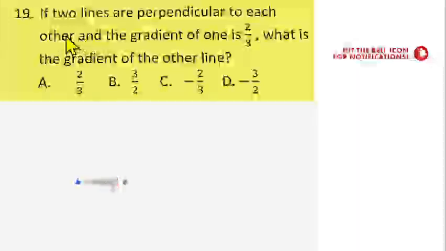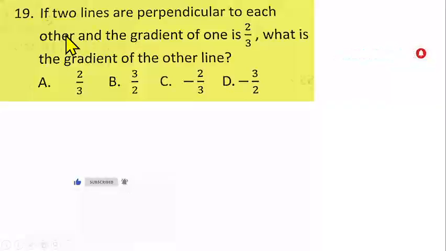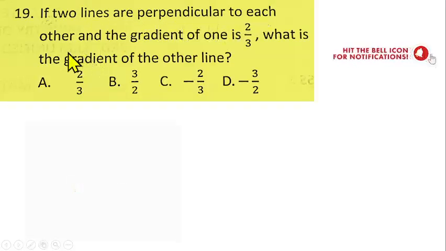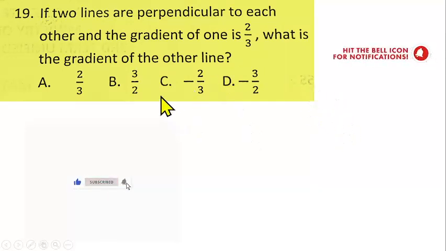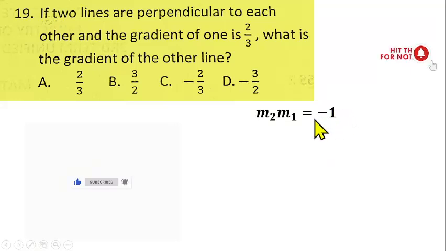Question number 19 is from coordinate geometry. If two lines are perpendicular to each other and the gradient of one is 2/3, what is the gradient of the other line? We know that two straight lines are perpendicular when the product of their gradients is equal to -1, so that's the condition for perpendicularity. So m1 m2 must be equal to -1. That's the condition for perpendicularity.